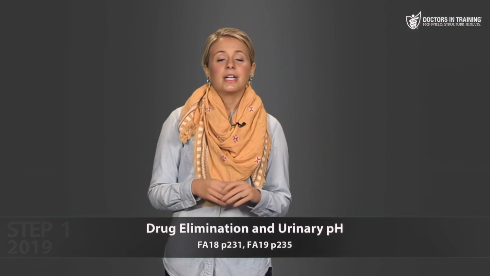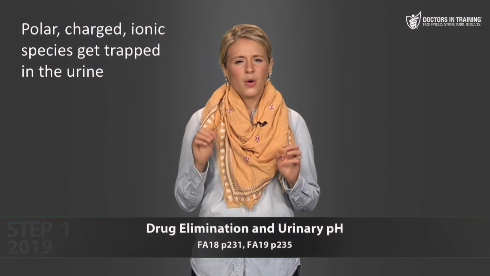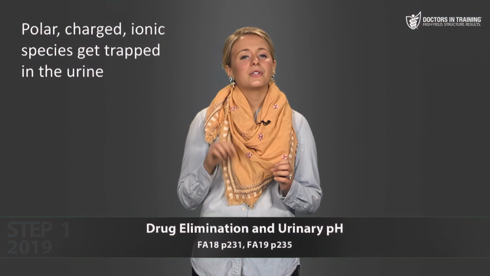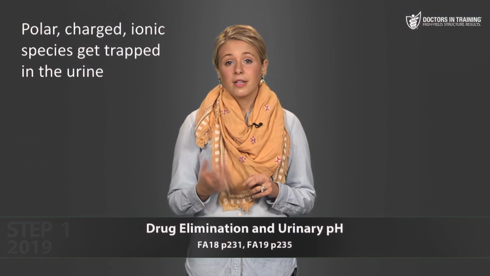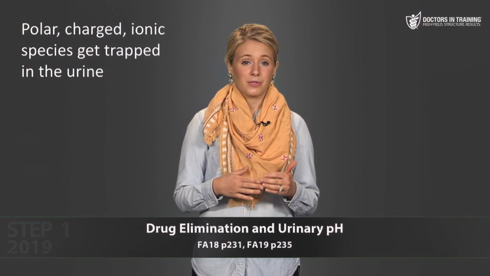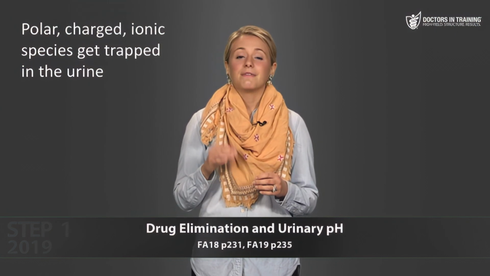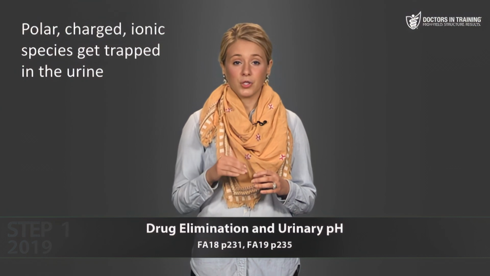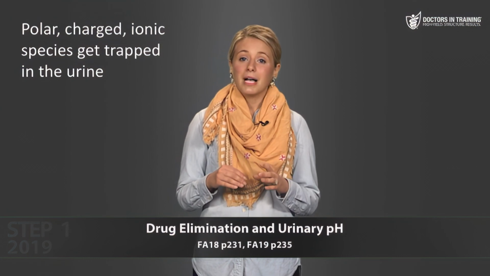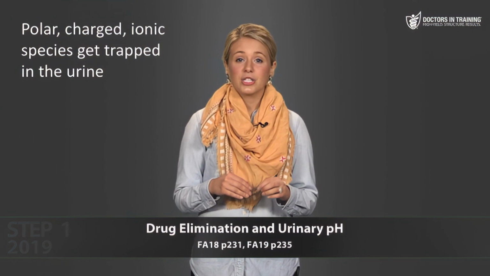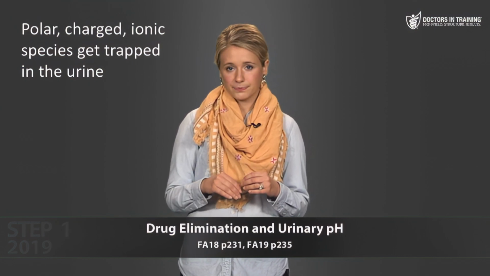The first thing you need to know is that polar charged ionic species get trapped in the urine. Why is that the case? Ions don't cross through the plasma membrane very easily, right? Ions are hydrophilic, but our plasma membranes are lipid bilayers, right? So uncharged neutral lipophilic molecules that get filtered in the glomerulus and end up in the filtrate can pass through the membranes of the proximal tubules and be reabsorbed. But those hydrophilic ionized species get trapped in the filtrate and pass right through the nephron into the collecting system.